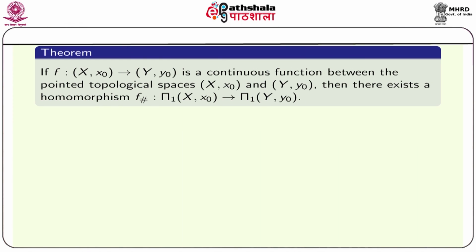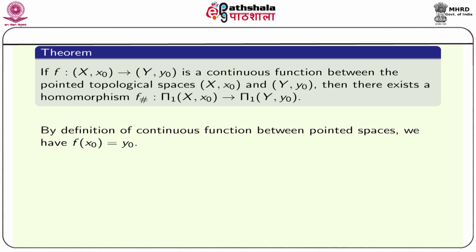Suppose f is a continuous function between the pointed topological spaces x x 0 and y y 0. We prove in this theorem that there exists a homomorphism f sharp from pi 1 x x 0 to pi 1 y y 0. By definition of continuous function between pointed topological spaces, we have that f is a continuous function from x to y, so that f x 0 is y 0. Now, we define f sharp from pi 1 x x 0 to pi 1 y f x 0 by f sharp alpha is equal to f composed alpha class.